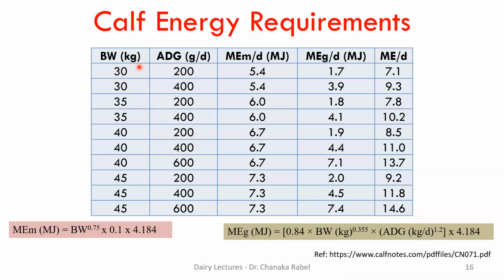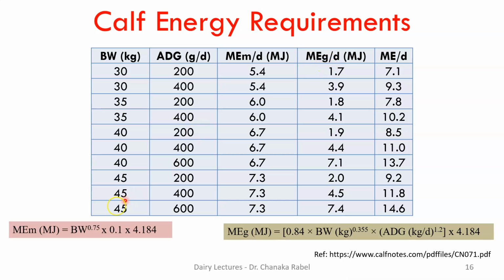So this column shows different body weights of calves. This column shows different growth rates. So a 30-kilogram calf growing at 200 grams per day, 30-kilogram calves gaining 400 grams per day, and so on. And when it comes to 40 kilograms and above, some of them can be gaining as much as 600 or even more. So these are the numbers for maintenance: metabolizable energy for maintenance, metabolizable energy for growth or gain.